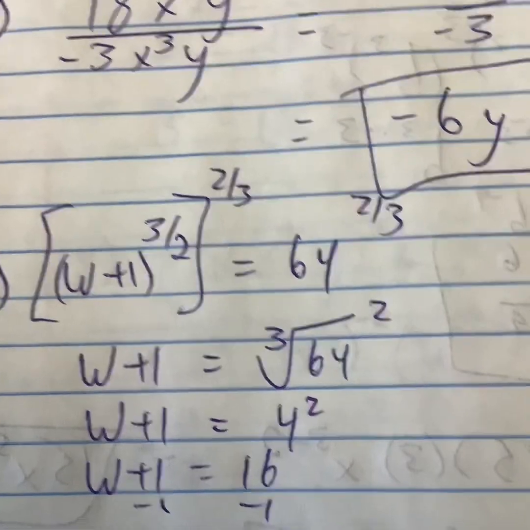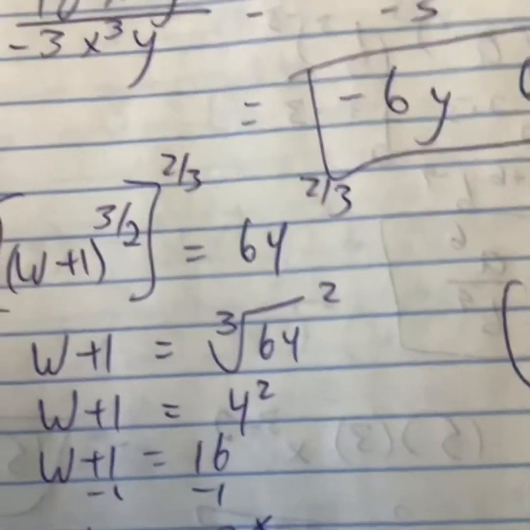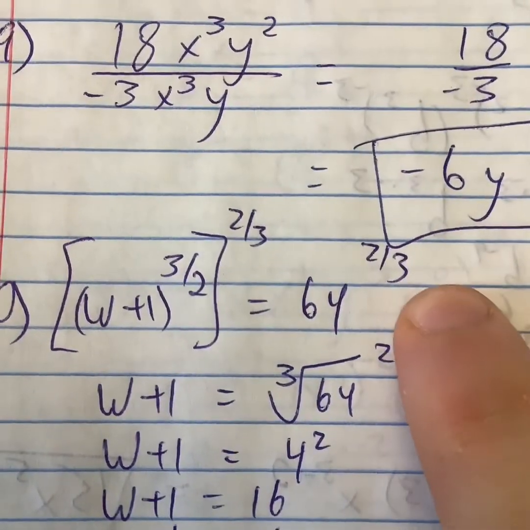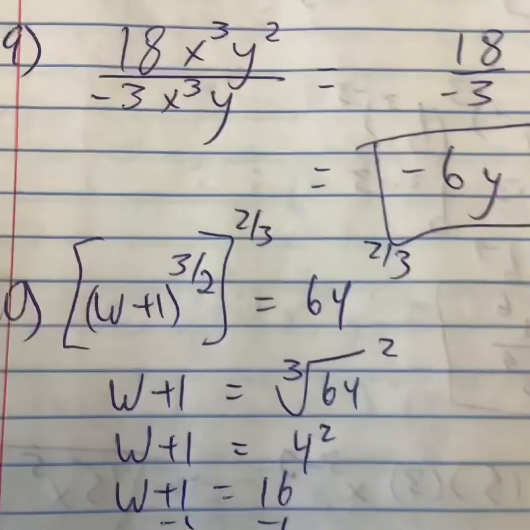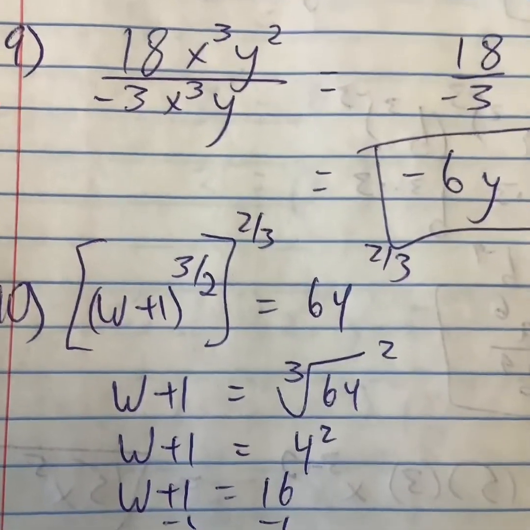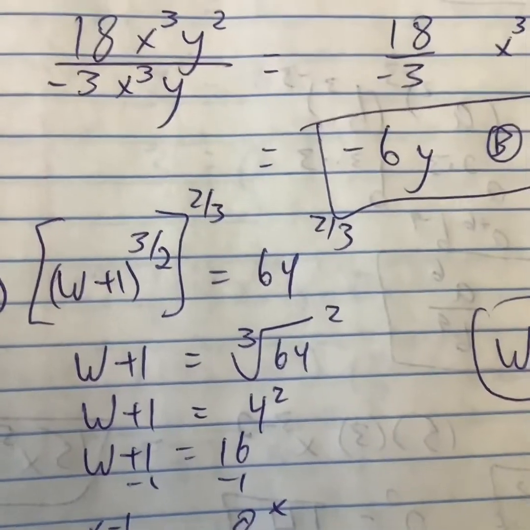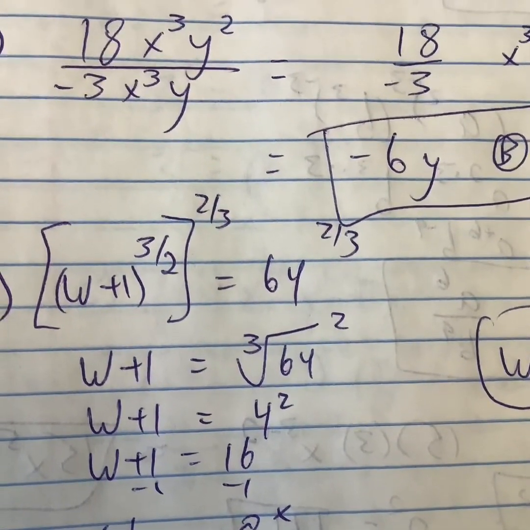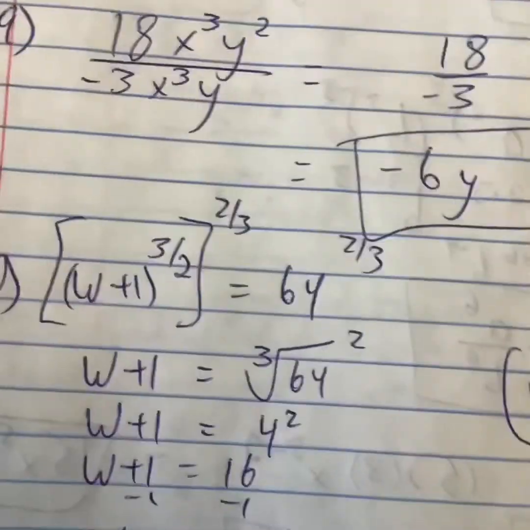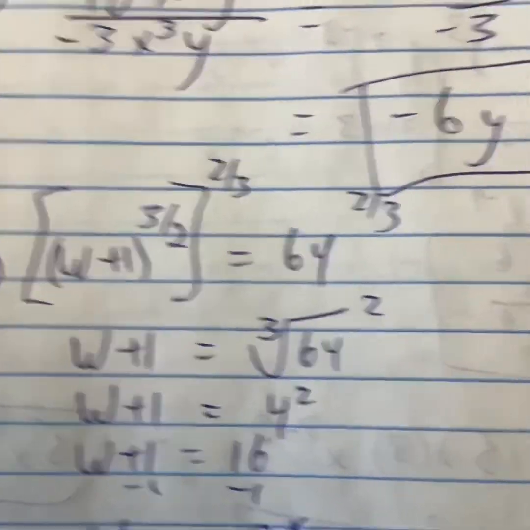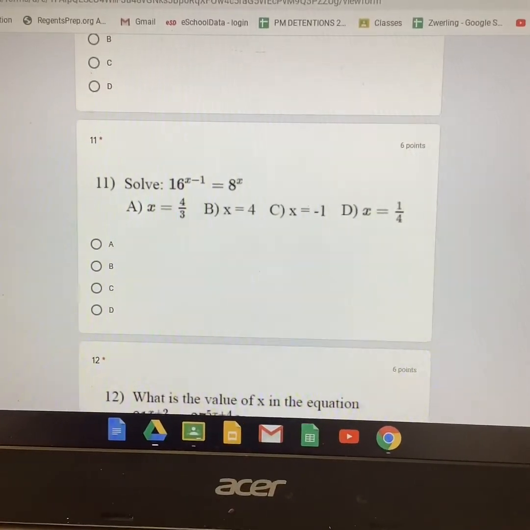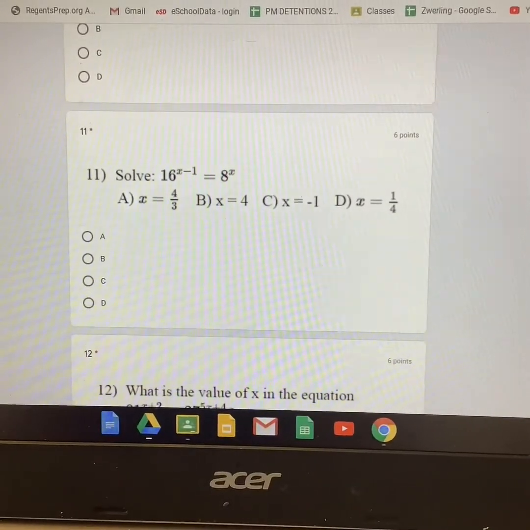So we just get w plus 1 is equal to 64 to the 2/3, which is the cube root of 64 squared, because the denominator of the exponent becomes the index of our radical. The cube root of 64 is 4, because 4 times 4 is 16 times 4 is 64. And then we square 4 and we get 16. So we get w plus 1 is equal to 16. We got to solve for w, so subtract 1 from each side, and we get w is equal to 15, which is choice C.